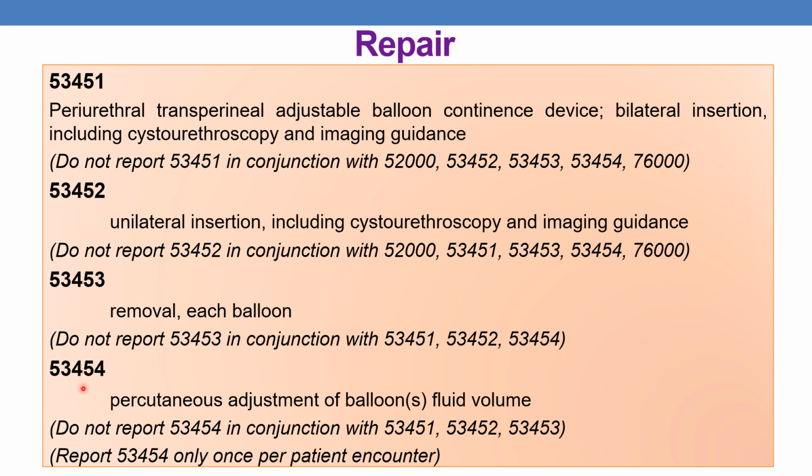The next is 53454. Periurethral transperineal adjustable balloon continence device, percutaneous adjustment of that particular balloon. It is not removal. Here the balloon is getting adjusted. Percutaneous adjustment of balloon, example fluid volume. And do not report 53454 in conjunction with 53451, 53452 and 53453. And report 53454 only once per patient encounter.